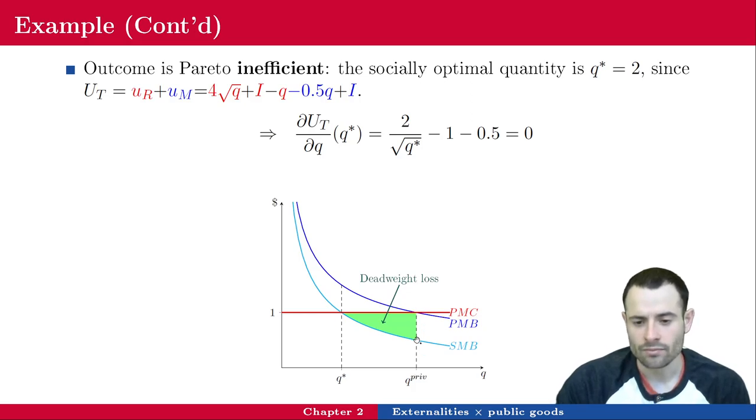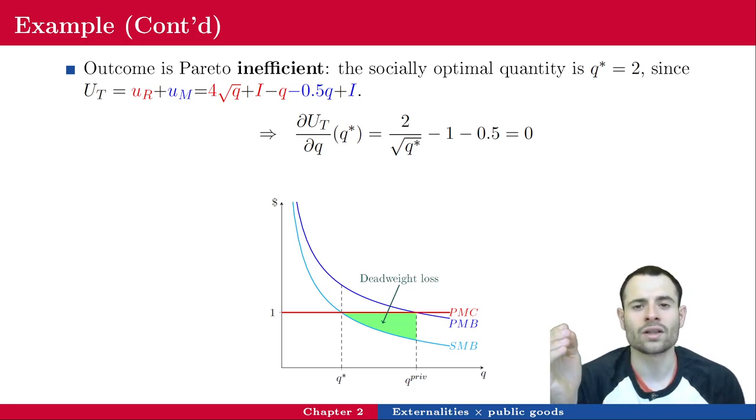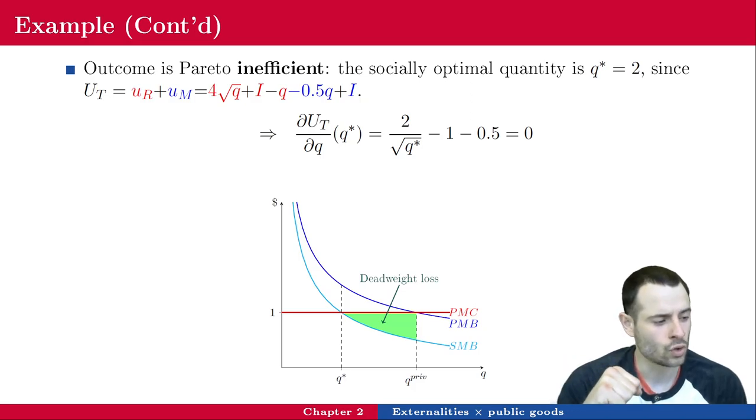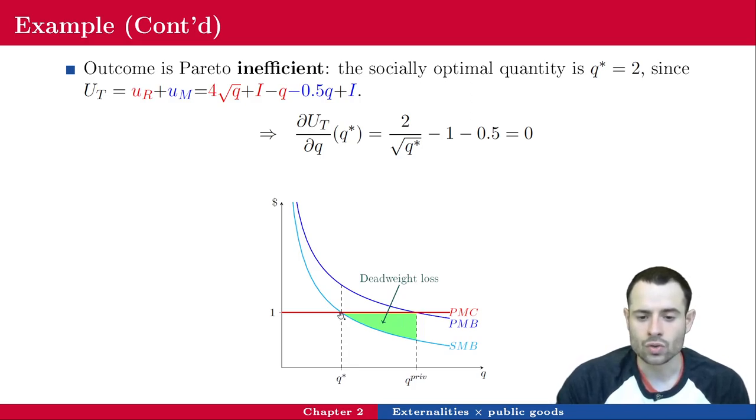At this quantity, you can compute consumer surplus. But remember, to compute consumer surplus, you have to look at all the consumers overall. So you're going to look at the social marginal benefit curve. This will be the area under the curve all the way here. But since Qpriv is being consumed, we're going to go all the way there. However, note that beyond Q star, the private marginal cost is higher than the social marginal benefit, which is why you end up with this deadweight loss.